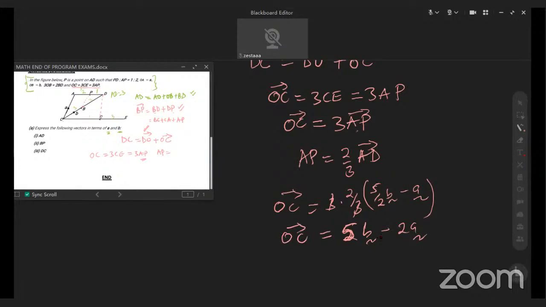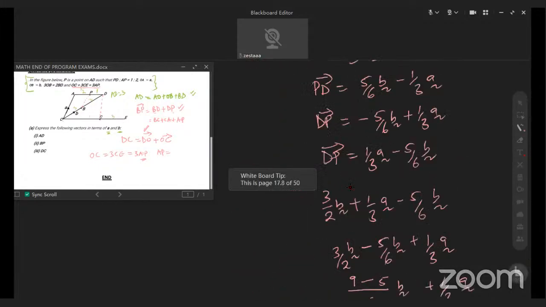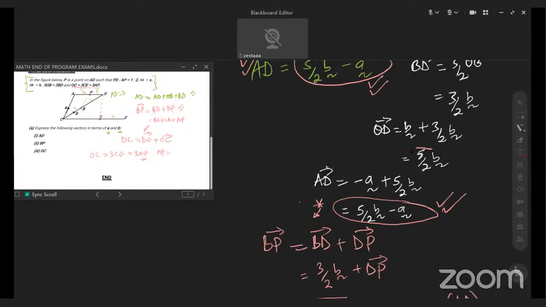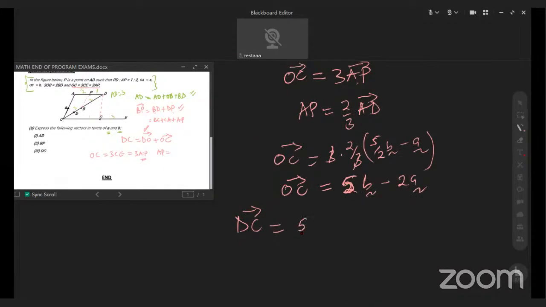So we now do the substitution for DC. So our DC will be, what was OD? We got the OD somewhere here. Our OD was here. So please, I emphasize, utilize the information that you've calculated in your part A and part B. It's very vital. So your OD will be 5 over 2b. So we come and do the substitution here, 5 over 2b. But remember, it is a negative because it is DO that we have, and yet the other one is OD. Then it will be now plus OC, which will be 5b minus 2a.